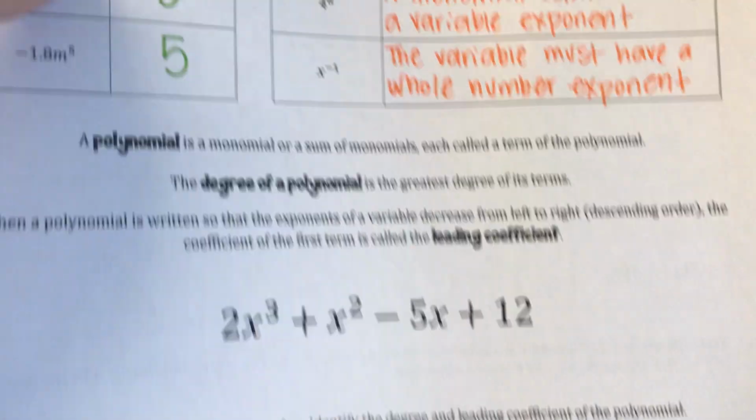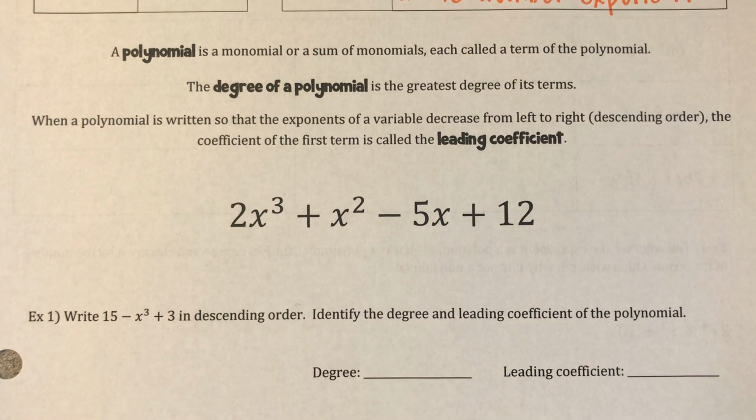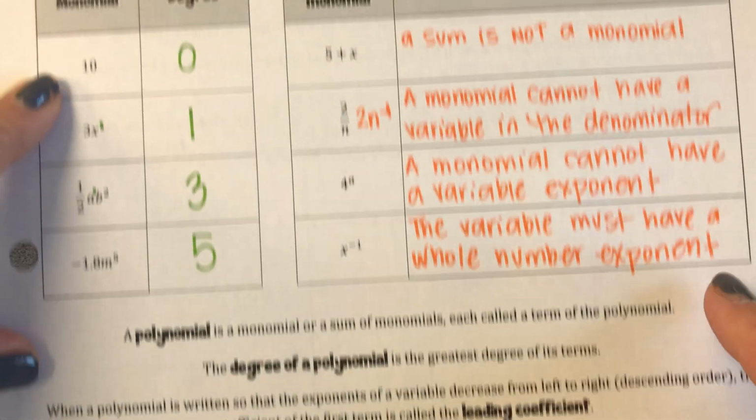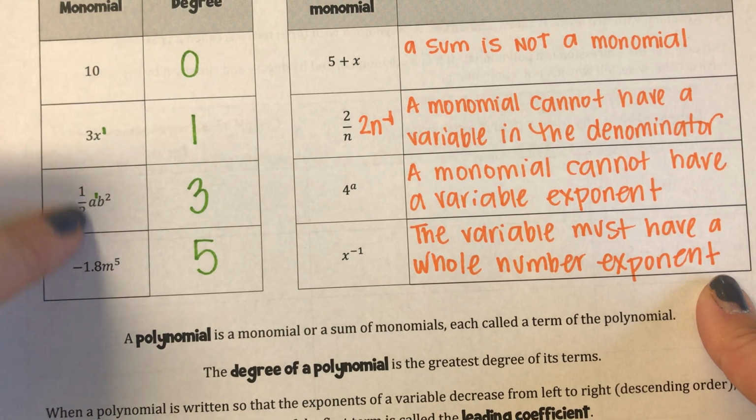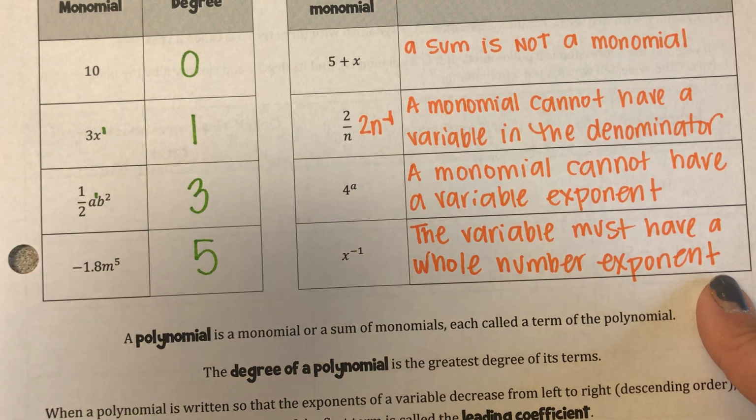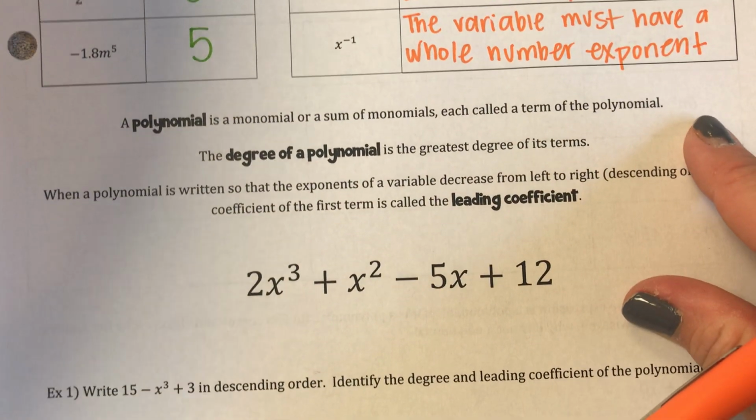Okay, some more new words. A polynomial is a monomial or a sum of monomials, each called a term of the polynomial. So a polynomial is one of these, or the sum of more than one of these, that are each called a term in the polynomial.